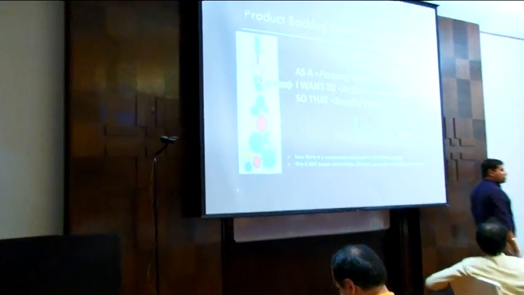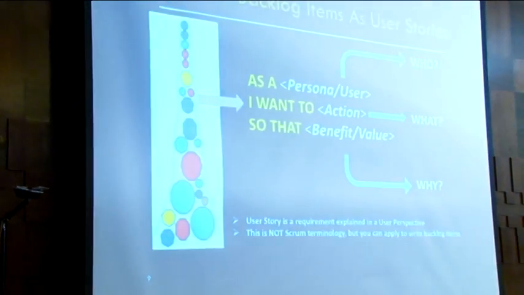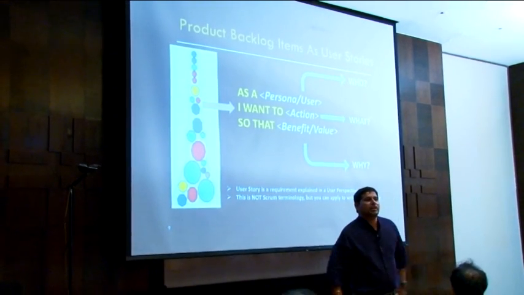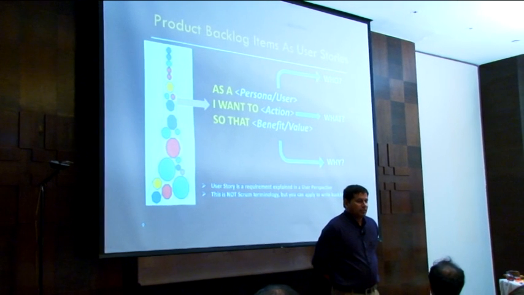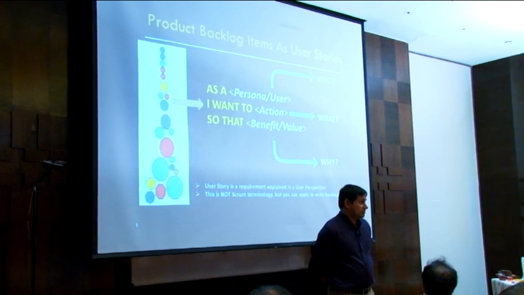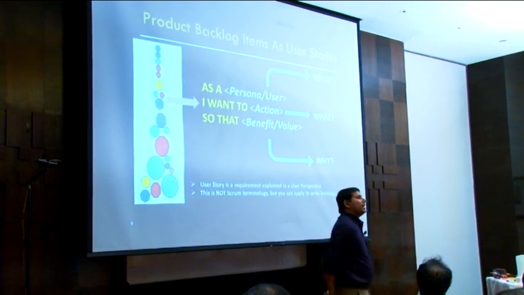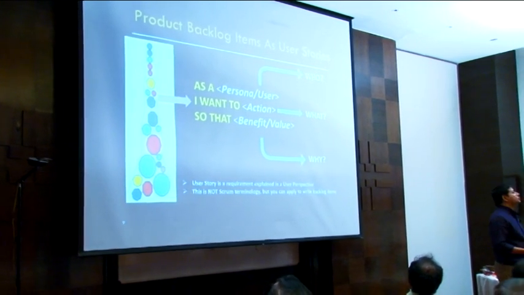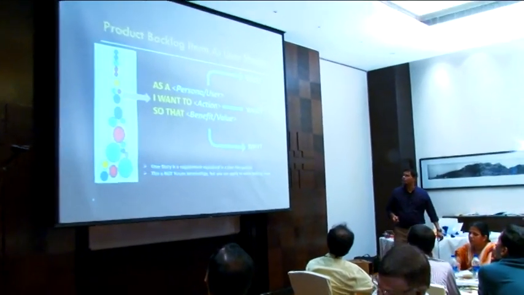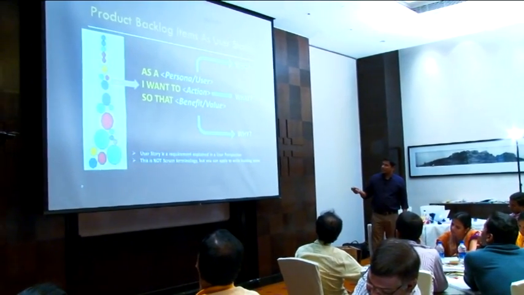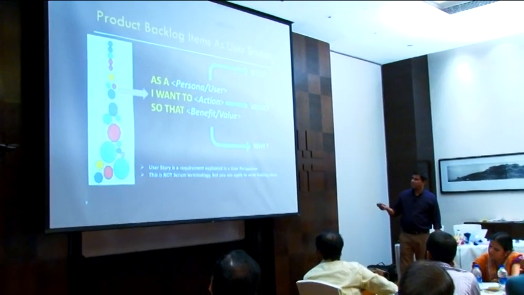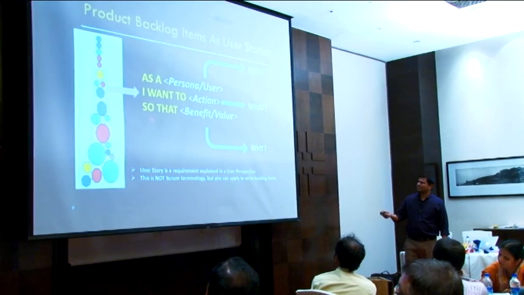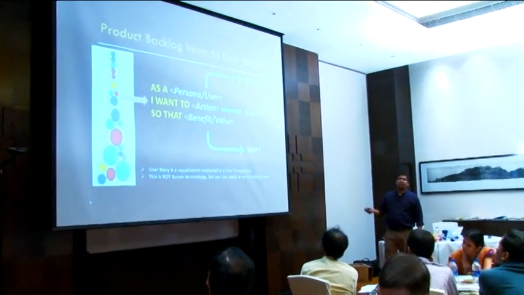Now let us talk about user stories. Please make a note, this is not a Scrum terminology. This has come from Ron Jeffries. It's an XP practice. What is a story? Which is not there, really, right? Explaining the requirement from the end user's point of view is called the user story concept. There is a specific format: As a persona or user, I want to do some action so that I get some benefit and value.